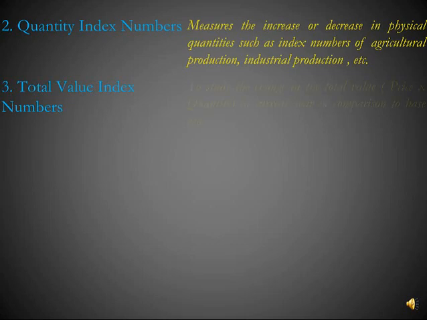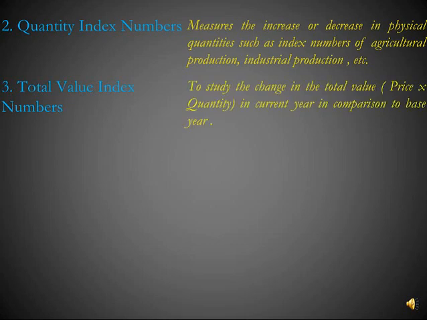Third one is total value index number. These are used to study the change in the total value, that is price and quantity, in the current year in comparison to the base year. Say for example, we have to calculate that in comparison to year 97, how much change is there in 2010. Then we make use of total value index number.